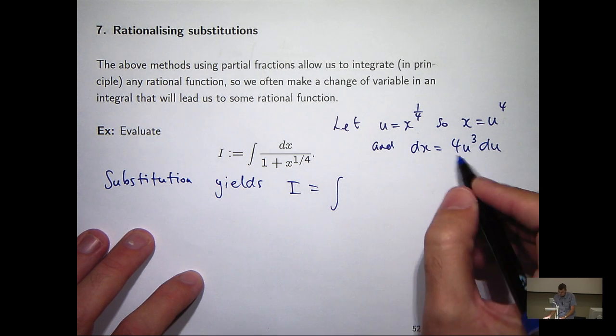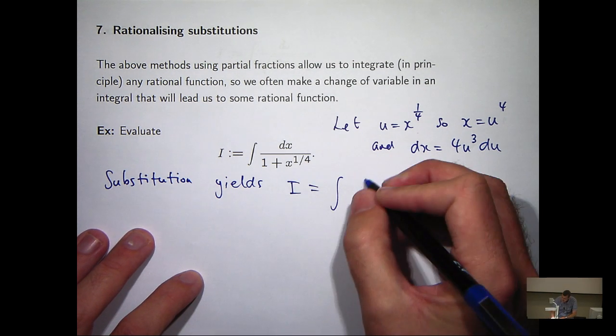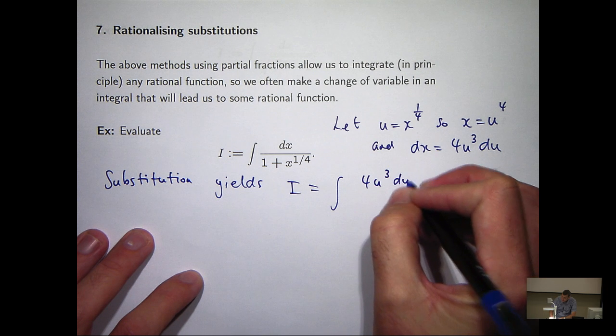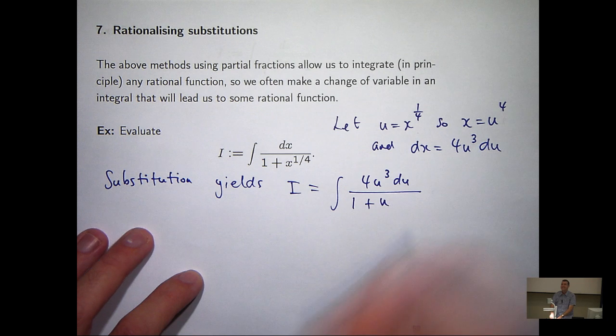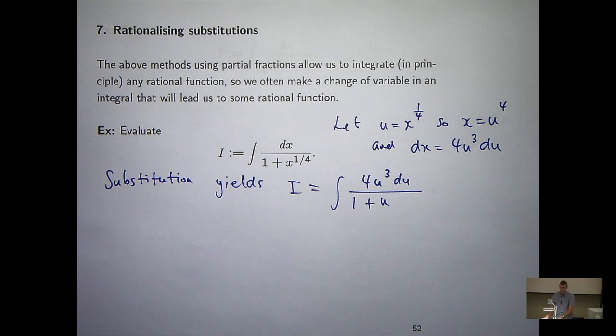All right, so replace dx with this. And the bottom is going to be replaced with 1 plus u. Is that the integral of a rational function? Yes, it is. But if you look at the numerator, you've got a u cubed up top. The highest power down the bottom is power 1. So what we're going to have to do is split that up somehow. Now, you could use long division, but can anyone see a better way?